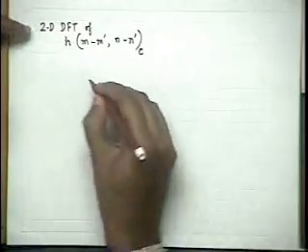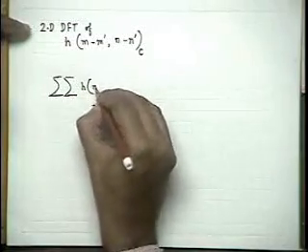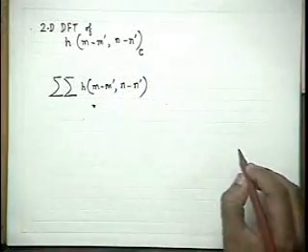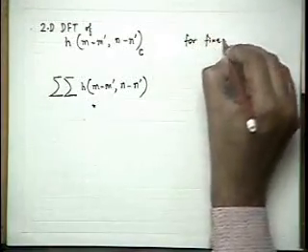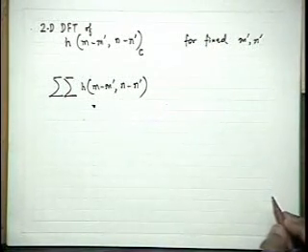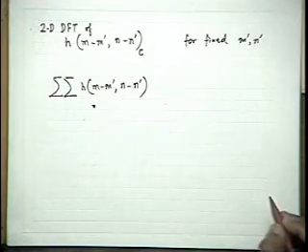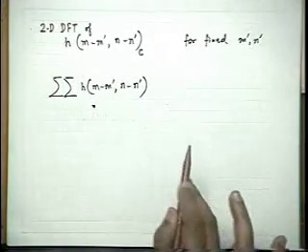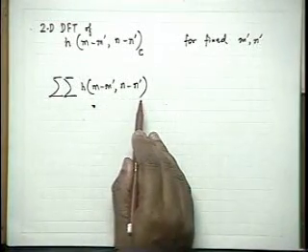Now what is the 2D DFT of this function? Can you tell me? h of m minus m prime, n minus n prime, and I am going to compute the 2D DFT for a fixed m prime, n prime. That means the indices of the DFT which I am going to have are defined for mn. So for a fixed m prime and n prime, what is the 2D discrete Fourier transform of this? This is the h function. This is to be multiplied by what?